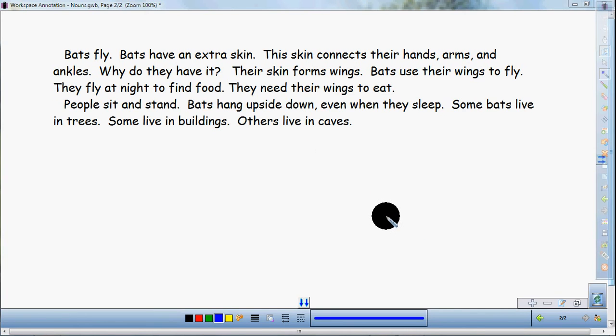All right, let's find our nouns. Read the first sentence. Bats fly. Is there a person, place, or thing in that sentence? Yes, bats are things. So in these paragraphs, you can see that the bats are talking about animals here. So we know that these bats are all things. So underline them.